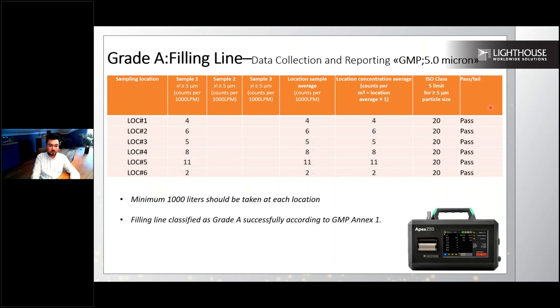What about 5 micron conditions? I'm still taking 1,000 liters. My average is equal, and my location concentration average is also equal. I have a 20 particles per cubic meter limit, so I am within the limit. So I can tell you, the filling line is classified as grade A successfully according to GMP Annex 1.